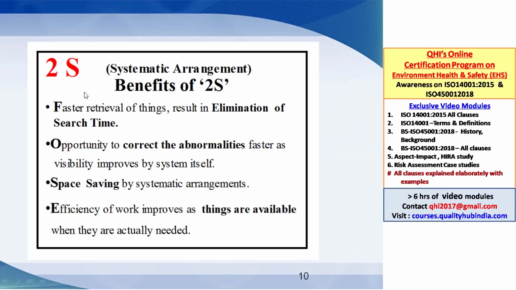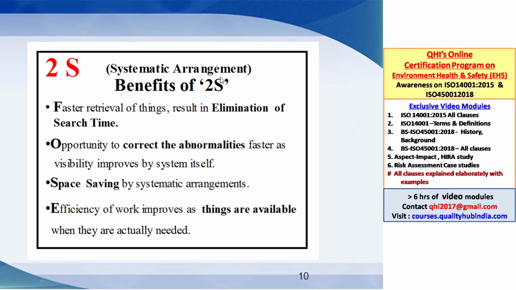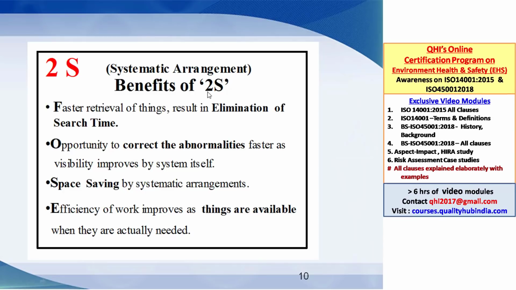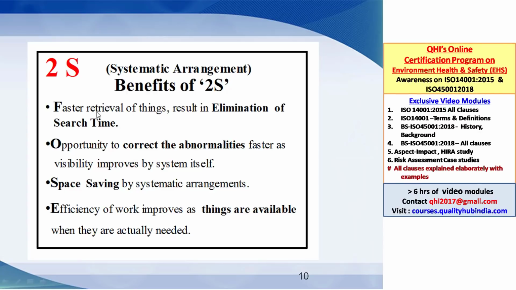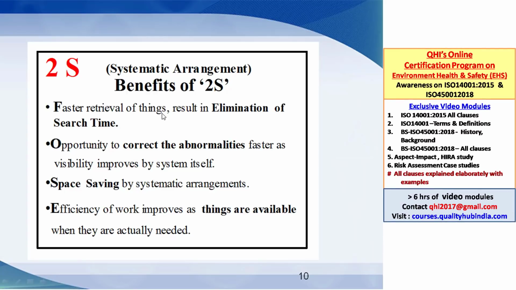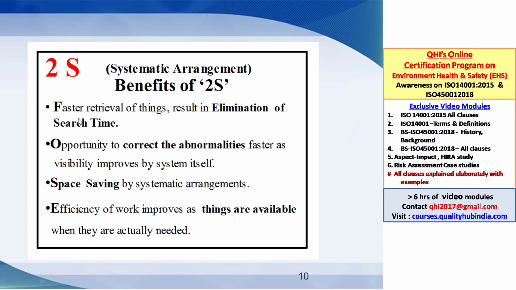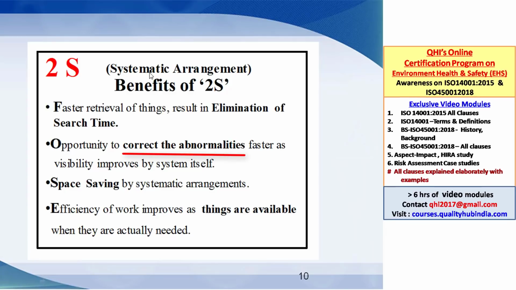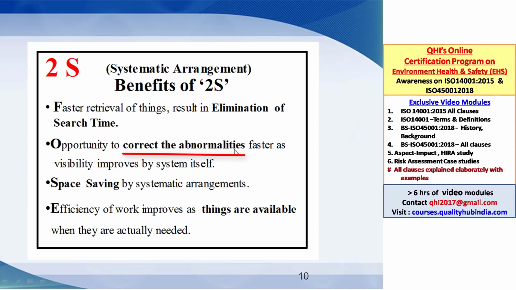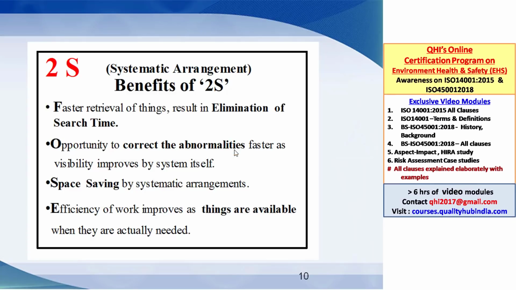Now let's understand some of the benefits of implementing the second S, or systematic arrangement. Second S helps us in fast retrieval of things. That means it avoids our search time and results in elimination of search time. It also provides us the opportunity to correct the abnormalities. By putting things in a systematic manner, the abnormalities are clearly visible, we can identify them and then we can initiate actions to improve upon them.